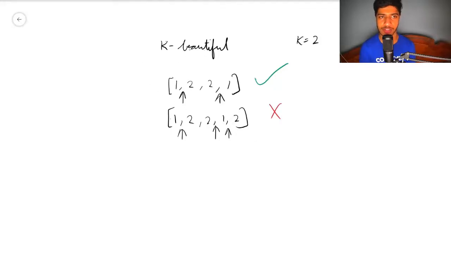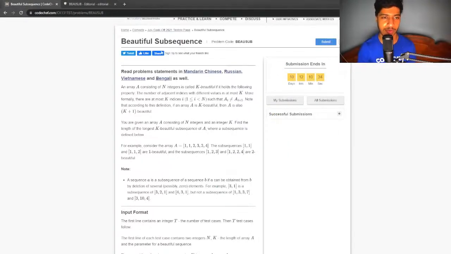And the definition says that the number of times the adjacent integers are different should be at most k, right? So here it's 0, right? The number of times the adjacent numbers are different is 0, but still this is 2 beautiful. This is still 2 beautiful. Why? Because the number of times the adjacent integers are different is at most 2, right? So let's go back to the problem.